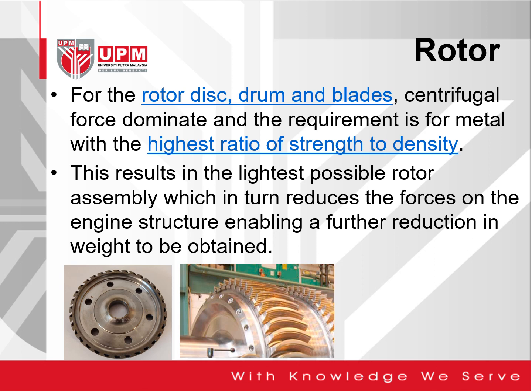Now, for the rotor. If we look at the rotor, it consists of the rotor disc, drum, as well as the blades. And we know that centrifugal force dominates, and the requirement is for a metal with the highest ratio of strength to density. I repeat here, the highest ratio of strength to density. So this results in the lightest possible rotor assembly, which in turn reduces the forces on the engine structure, enabling a further reduction in weight to be obtained. So what are the materials that are suitable?